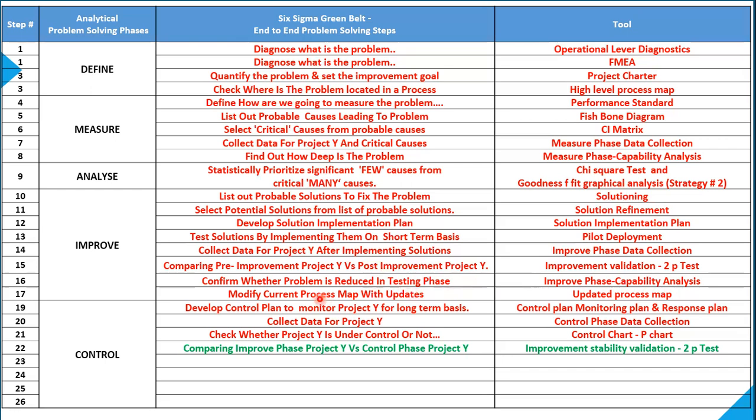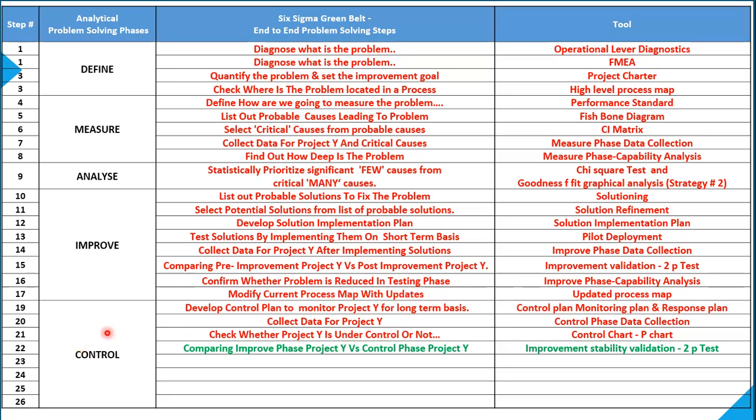Then we are going to modify the current process map with updates. Updates means the solutions. So henceforth, when the team is going to implement these solutions for ongoing purposes, they need to know where to implement them, for which step. That's why we're going to modify the current process map, and hence the team is going to implement the process map with these additional activities or solutions, which we have proven improve project Y, right? So we're going to modify the current process map with updates.